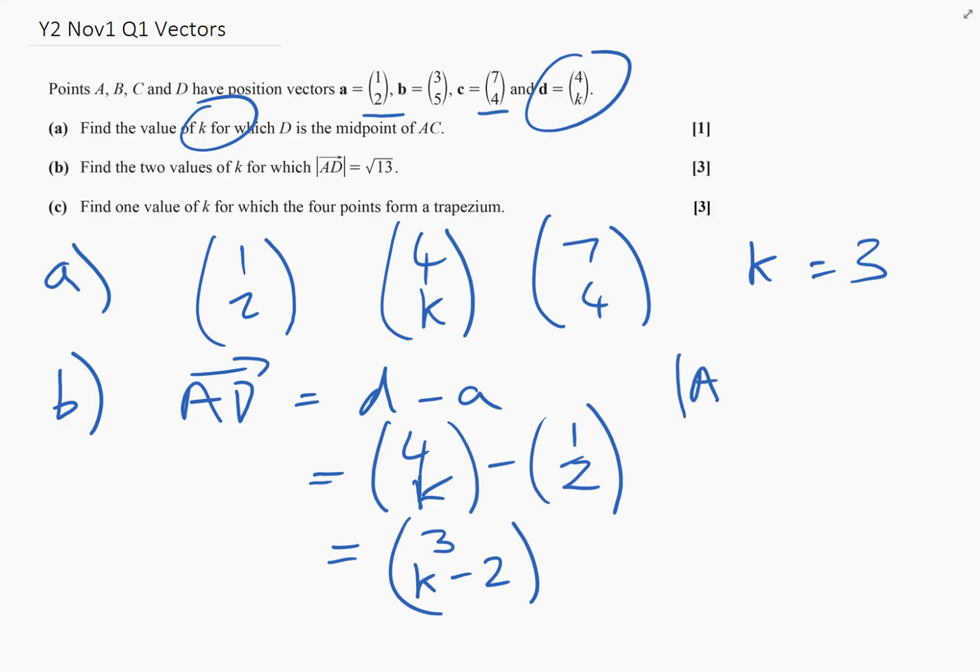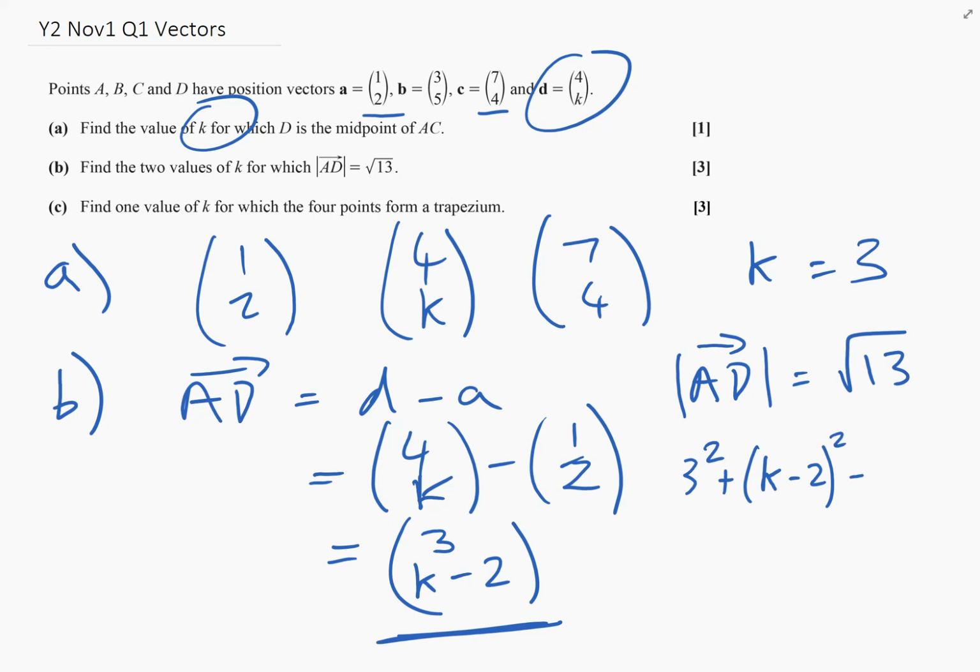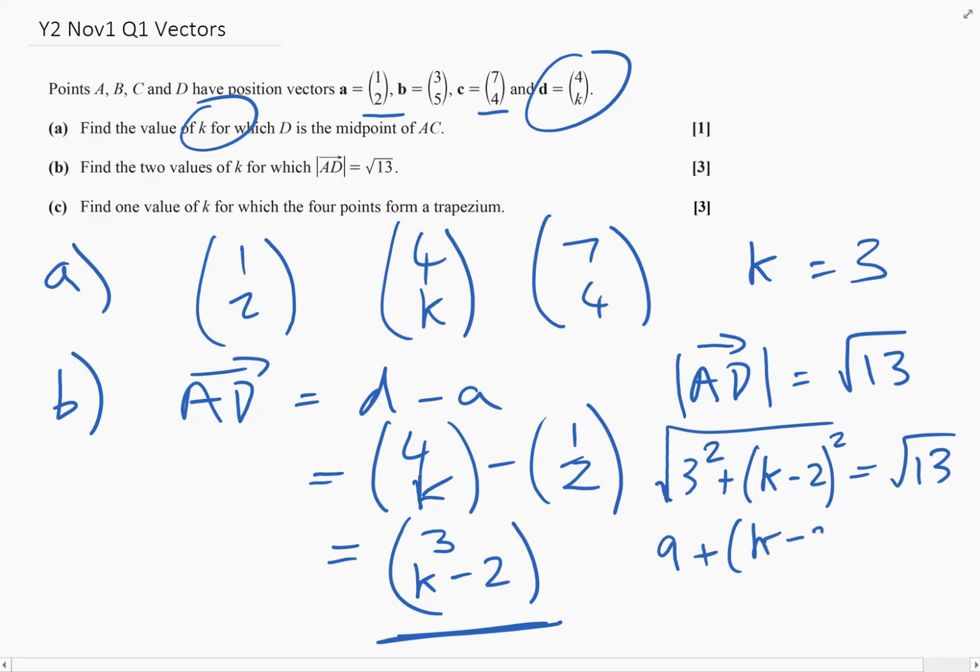We need the modulus of that, the length of that vector, to equal root 13. So if we use Pythagoras for this vector here, we're going to get 3 squared plus (k minus 2) squared, and the square root of that has to equal root 13. So we can get rid of the square roots, and we'll just have 9 plus (k minus 2) squared equals 13. So (k minus 2) squared equals 4.